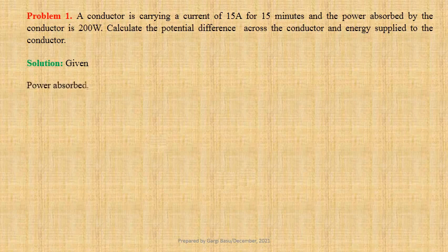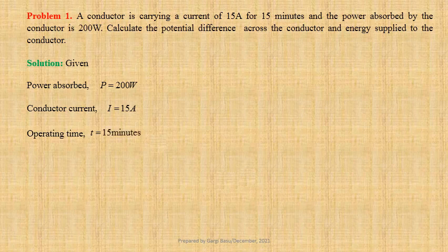Power absorbed by the conductor P equals 200 watts. Conductor current I equals 15 ampere. Operating time T equals 15 minutes. Since 1 hour equals 60 minutes, T equals 15 divided by 60, that is equal to 0.25 hour.